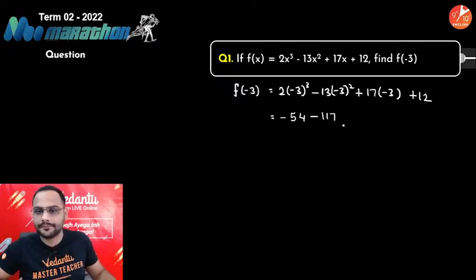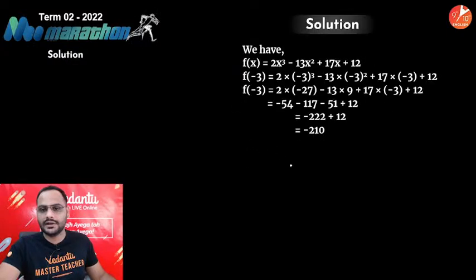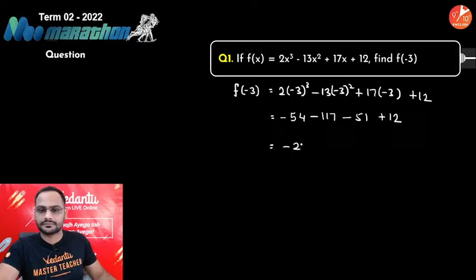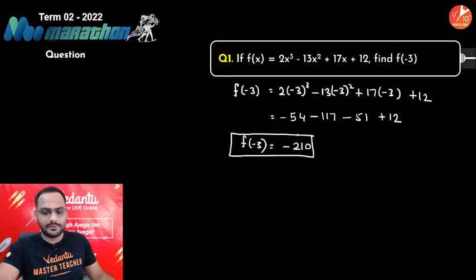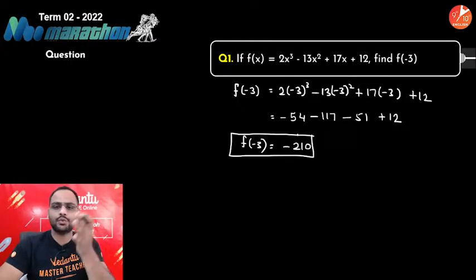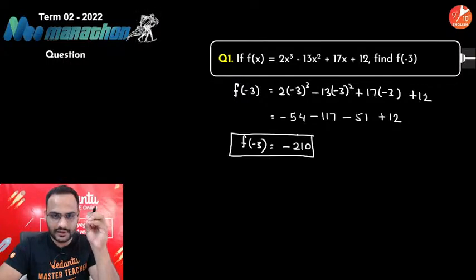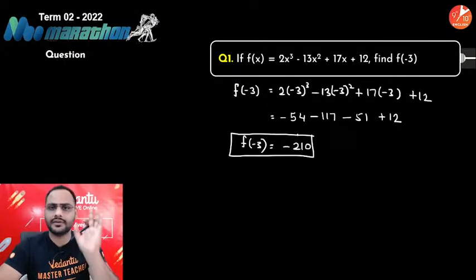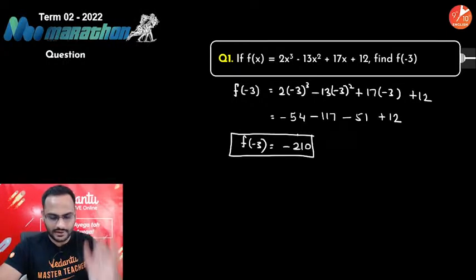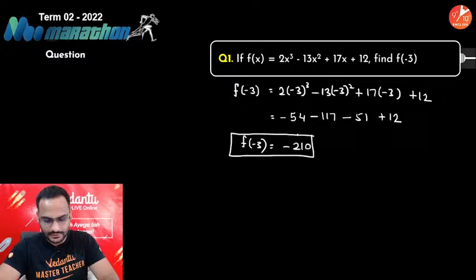Then 17 threes are 51, minus 51, and here we have plus 12. So it is going to be some negative value. है ना? Negative value है तो कितना आ जाएगा? Minus 210. Simple, right? So what are your possible mistakes over here? The possible mistakes could be, say you make a mistake in plus and minus calculations. The mistake can be in the calculation. Otherwise it's a pretty direct question. ठीक है, एकदम direct question है. Okay, clear?